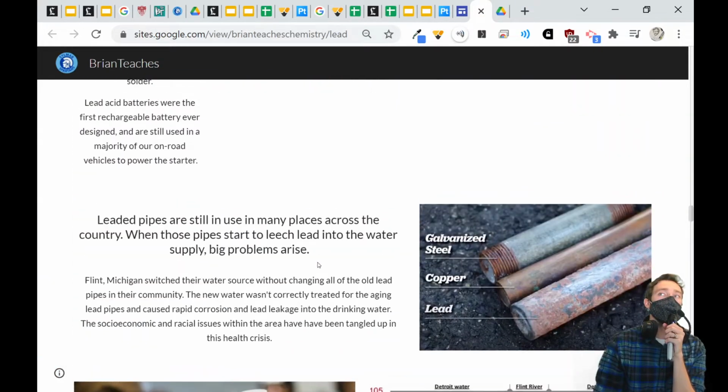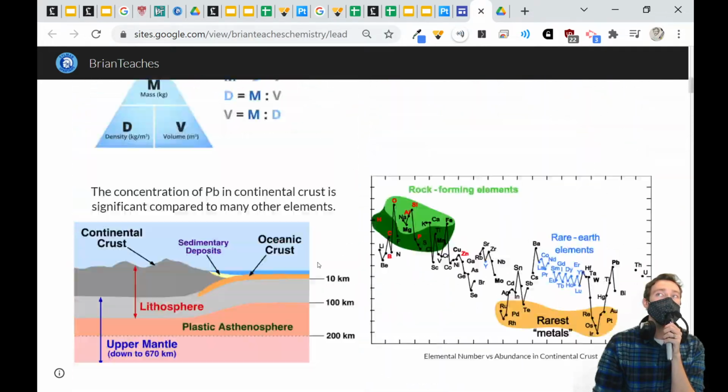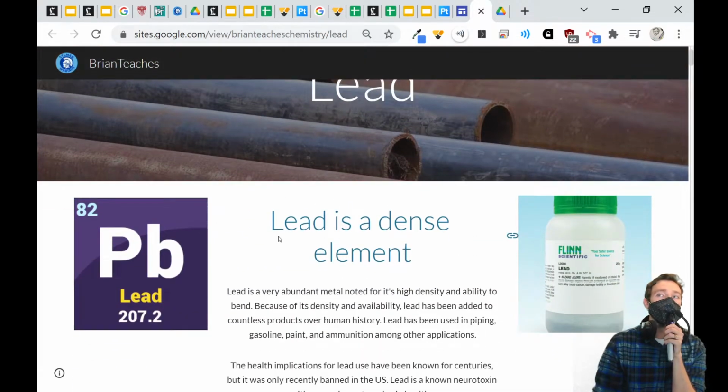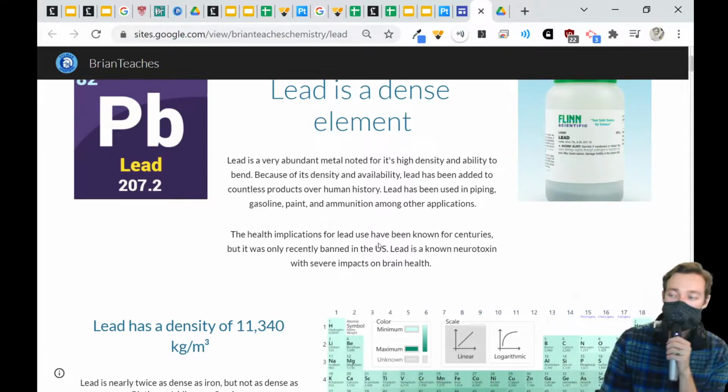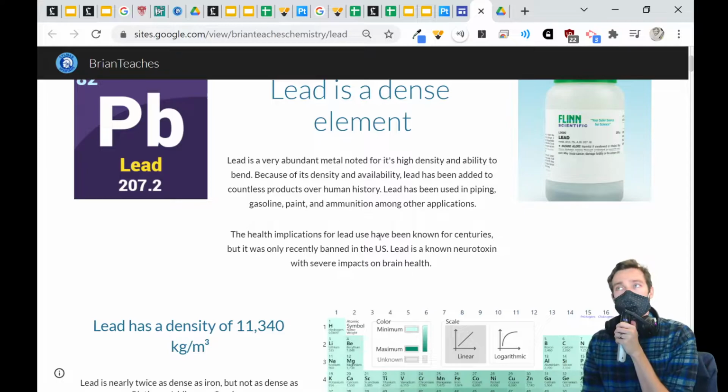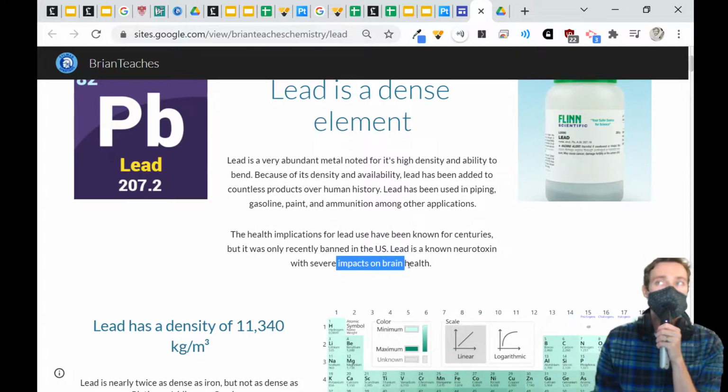Let me go through and talk about the rest of lead. You guys know you have to copy this stuff over. Let me lecture on it. So we have this bottle of lead in the back. We do have some lead. But for centuries, we've known that lead is dangerous. It's a neurotoxin. It has severe impacts on brain health.